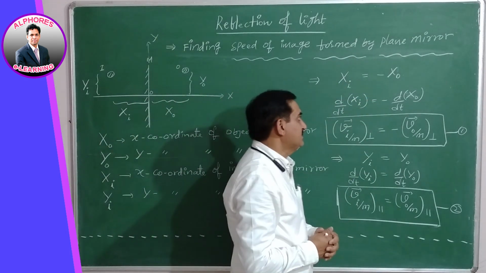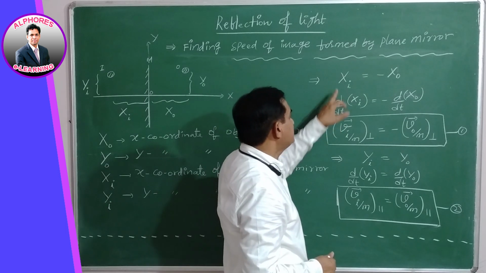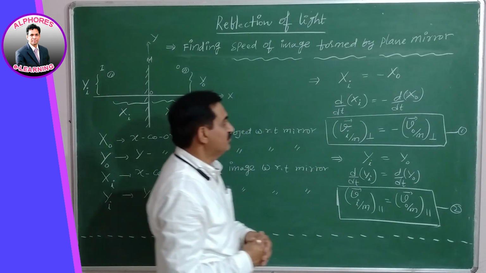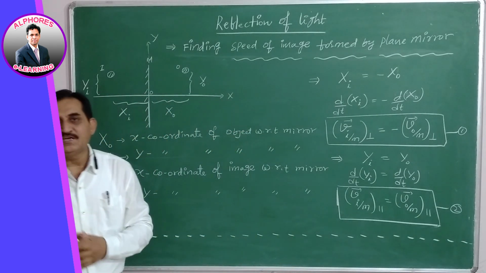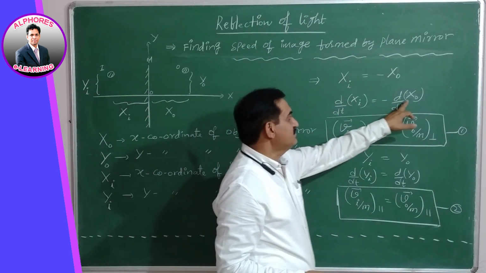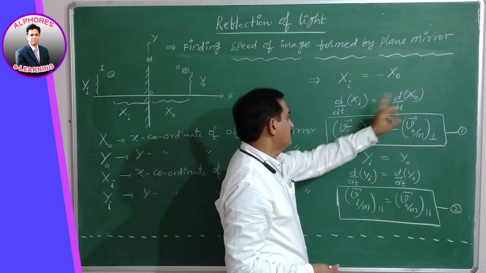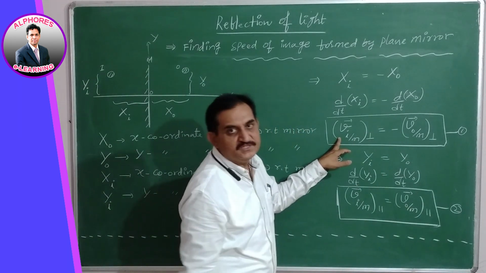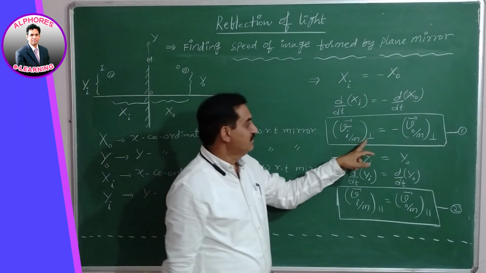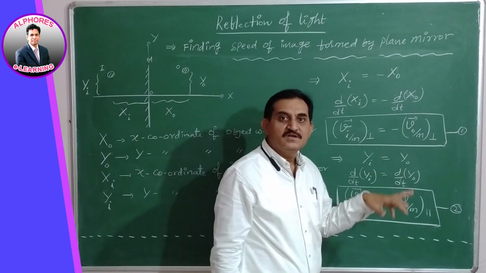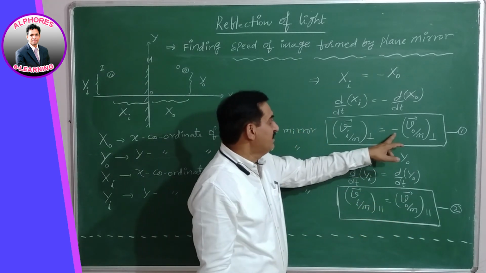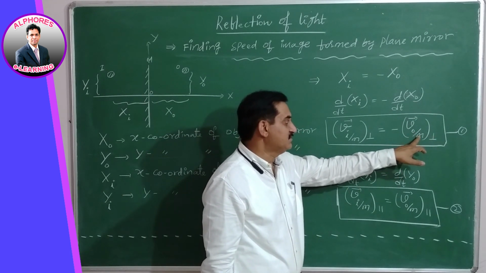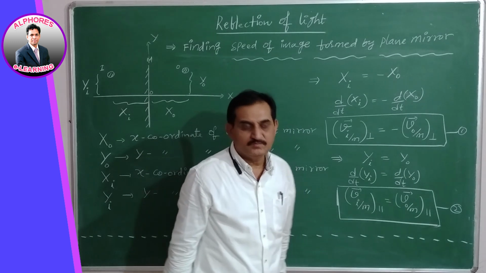So go for the first one: xi is equal to minus x0. Differentiating this with respect to time, d by dt of xi is equal to minus d by dt of x0. So this is differentiated, and finally we attain the formula: the speed of image with respect to mirror in the perpendicular direction, meaning perpendicular to the plane of the mirror, is equal to minus the speed of object with respect to mirror.